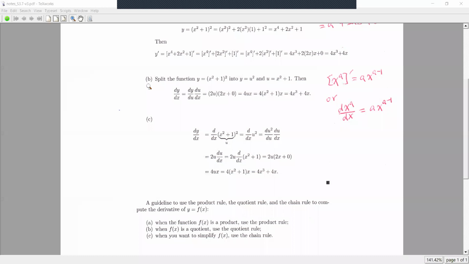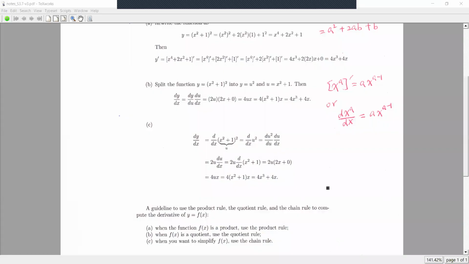The solution in part B and the solution in part C are both about using the chain rule to compute a derivative. For me, I like the solution in part C because it seems that the way of using the chain rule in part C is easier to explain things in later sections. Here is a guideline to use the product rule, the quotient rule, and the chain rule to compute the derivative of a function.